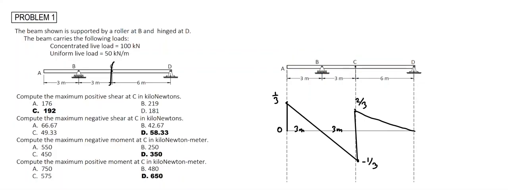Now to solve for the first problem, to get the maximum positive shear at C, we apply the concentrated live load of 100 kilonewton to the point where the shear is positive and maximum. That is at this point here. There is a value of 2/3. And for the uniform live load, we place the uniform load between the segments where shear is positive, which is between A and B, and C and D.